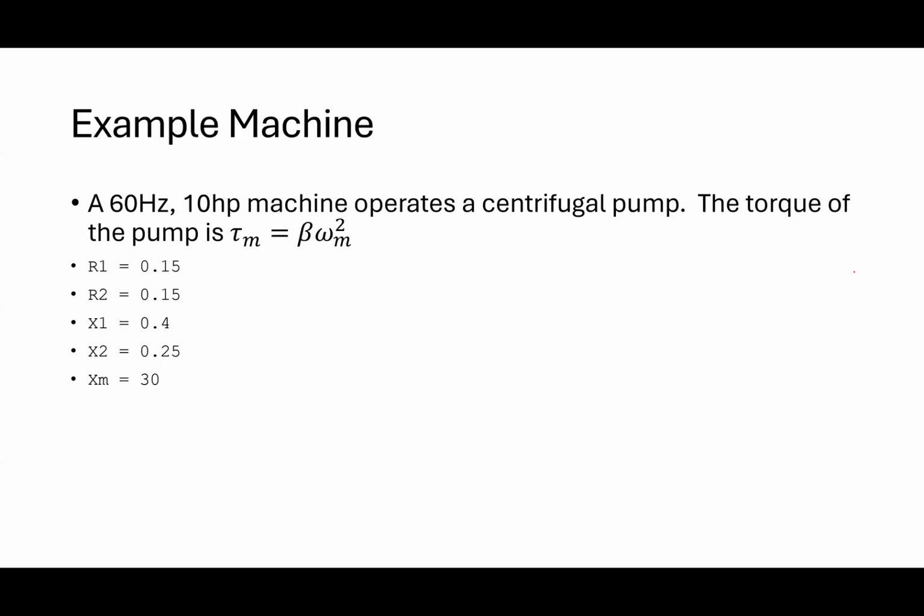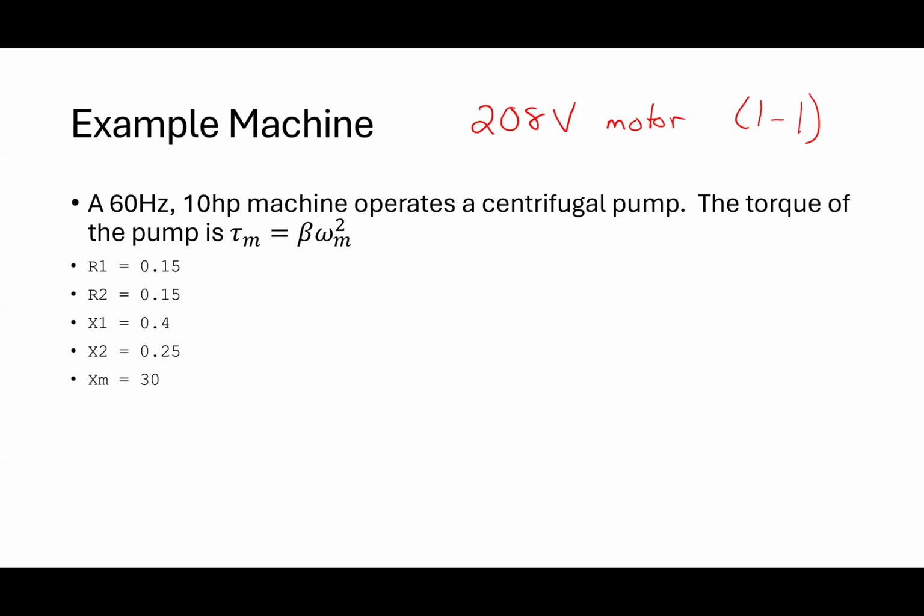Let's say I want to operate a machine on a 60 hertz system. I didn't write the voltage here. This is a 208 volt motor, and that is line to line. We always give that as line to line. 60 hertz, 10 horsepower. This would be pretty common for a water pump in a building, something circulating water around. Because it's operating a pump, the load torque is beta omega squared. I don't think I wrote my beta down here, but I do have it.